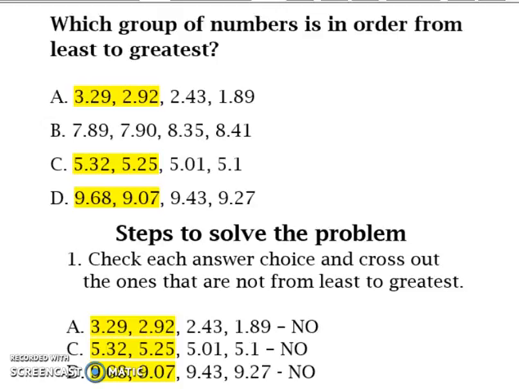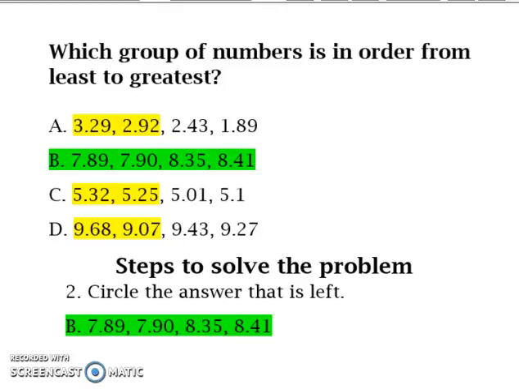So answer choice A, C, and D, we can say no, those are not correct because they are not going from least to greatest. The answer choice that we have left is B. B is the group of numbers that go from least to greatest. Let's try another one.